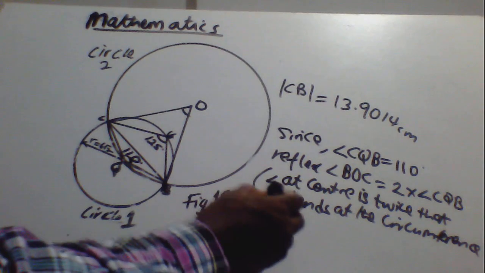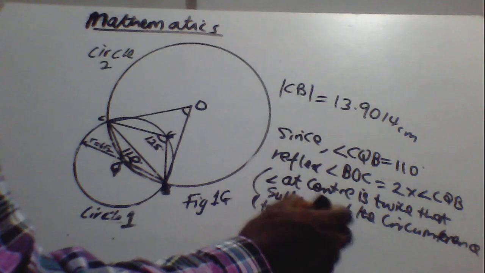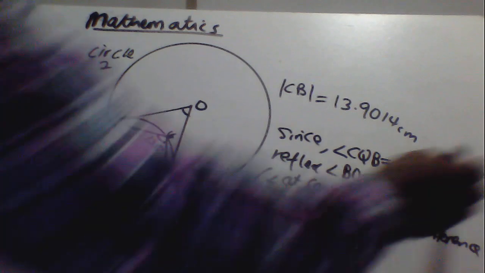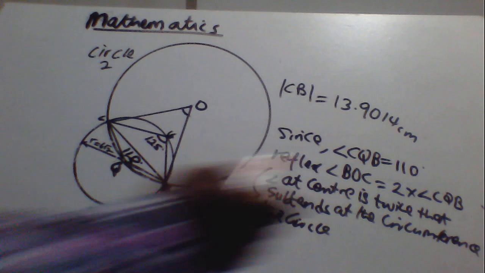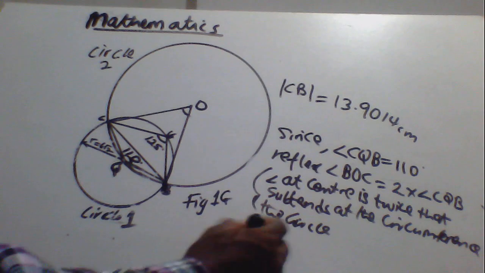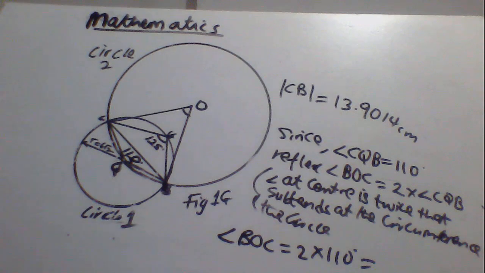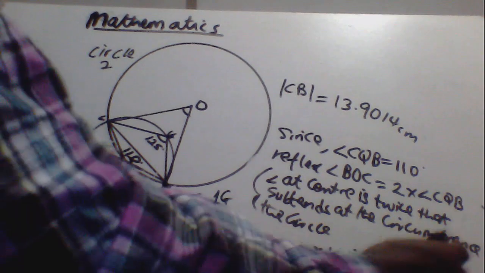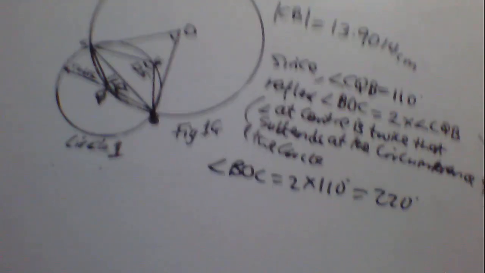Circumference of the circle. So it's twice that subtended at the circumference of the circle. So from here we know that in this case we have angle BOC equals 2 times 110 degrees, and that gives us 220 degrees. So once we have gotten 220 degrees, we proceed.